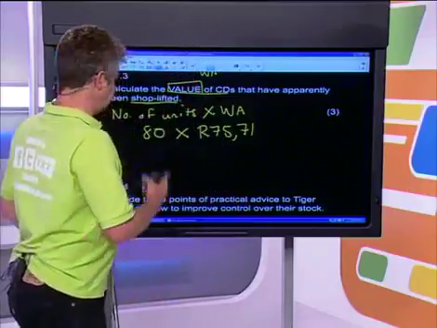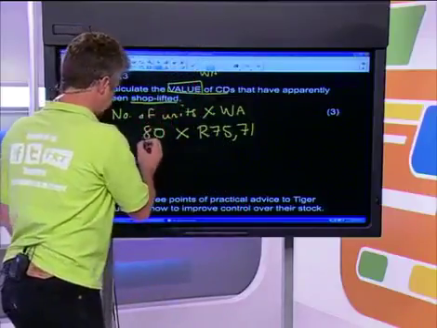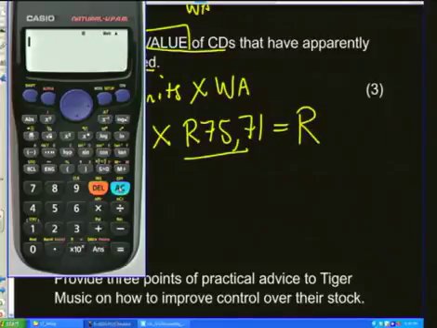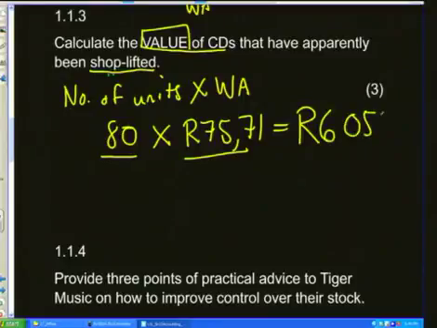So if you want to know the value of the CDs that have been shoplifted, there were 80 that have been stolen. Each one cost 75 Rand 71. So the total value that I've lost is going to be 80 CDs multiplied by 75 Rand and 71 cents. And the answer comes to 30,284 over 5. It comes to 6,056 Rand and 80 cents. So that's the value of the CDs that have apparently been shoplifted.